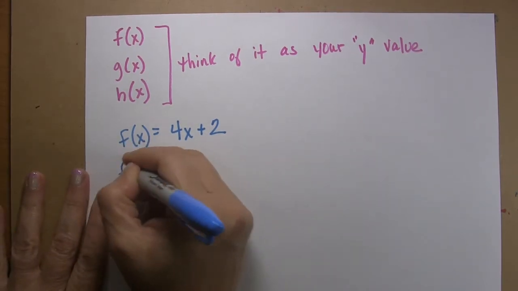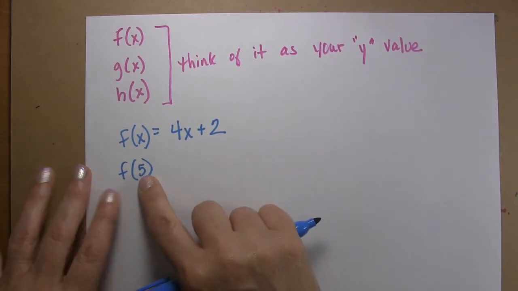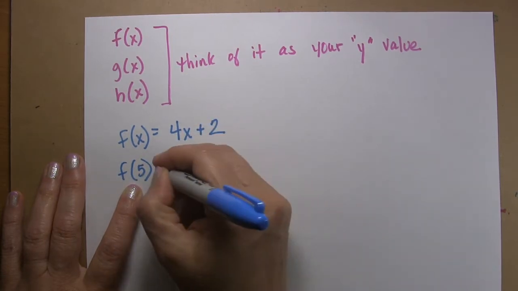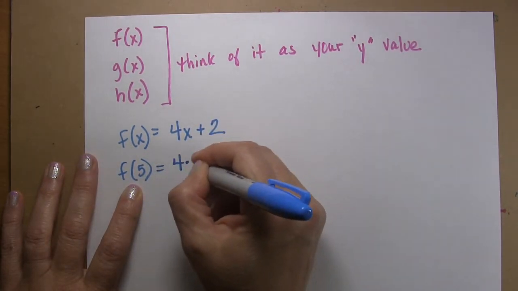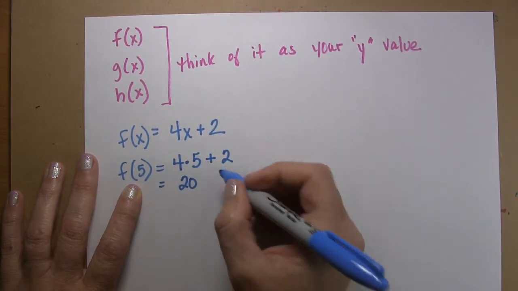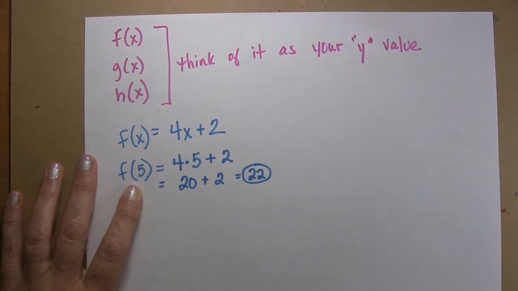Then I can ask you to evaluate f of 5. So all you would do in this situation is whenever you see an x, you would stick a 5 in. So it would be 4 times 5 plus 2. We do order of operations, right? So we do our multiplication first. So f of 5 equals 22.